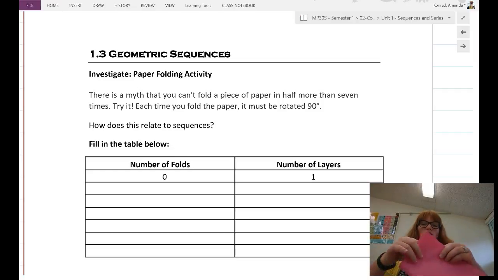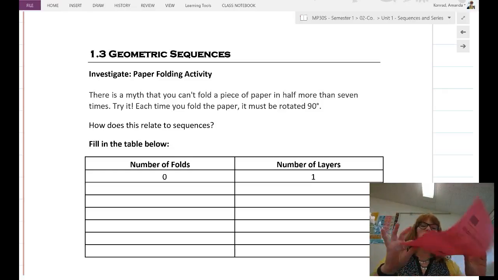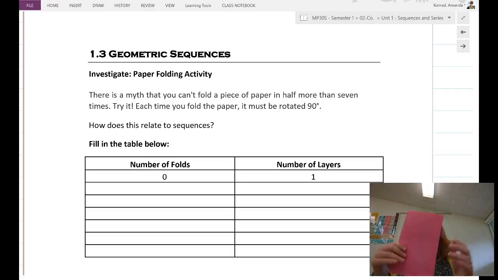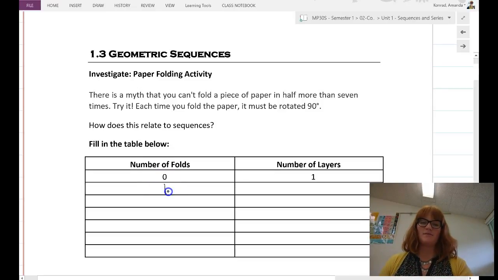So I'm going to take my piece of paper. Right now it has 0 folds, so we're going to ignore the fact that we already have some pre-made creases. There is a single layer of paper. Fold it once, and you're going to record now the number of folds, which is 1, and the number of layers of paper, which is now 2.